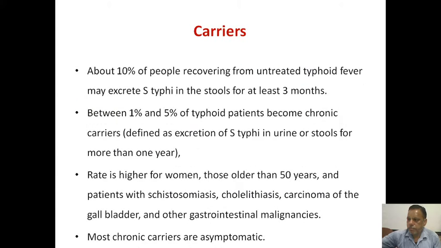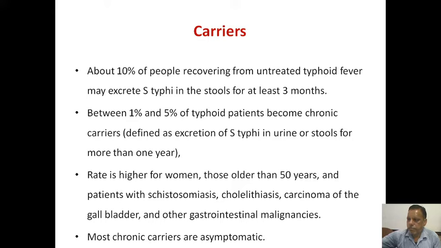Now, around 10% of people recovering from untreated typhoid fever may excrete Salmonella typhi in the stool for at least 3 months. So they are carriers. They are temporary carriers. For 3 months, 10% may excrete Salmonella typhi. However, the number dwindles to between 1 to 4 or 5% who become chronic carriers, which is defined as excretion of Salmonella typhi in urine or stools for more than 1 year.